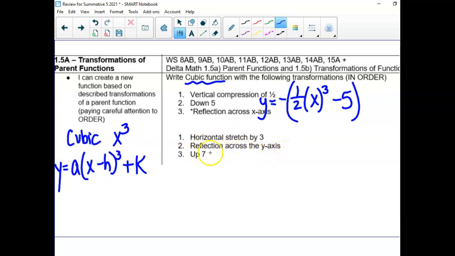Did I change this question from what your paper says? This next one? No, is that what it says? Okay. I may have changed it from the original version. I can't remember. All right.